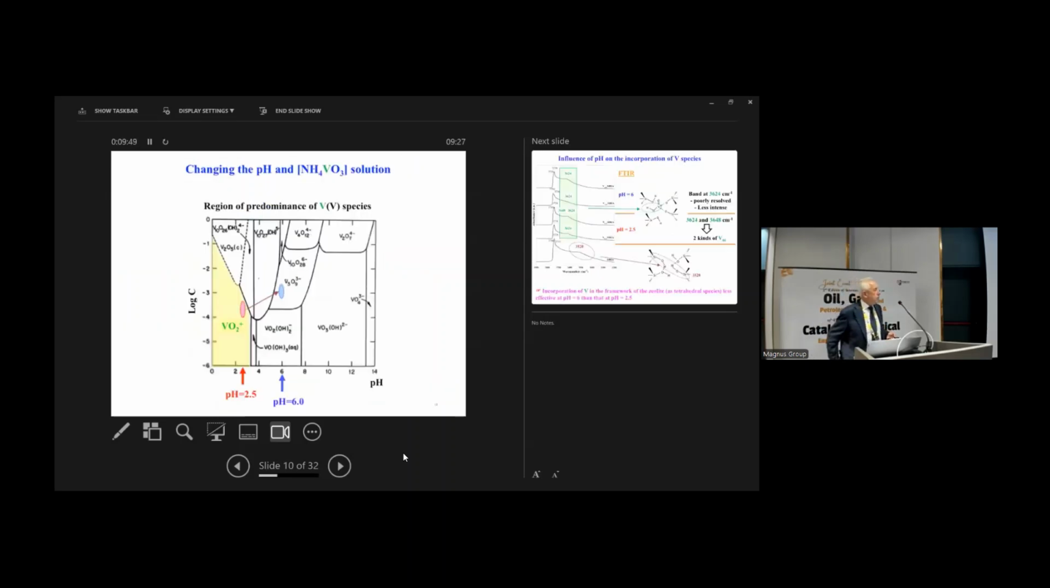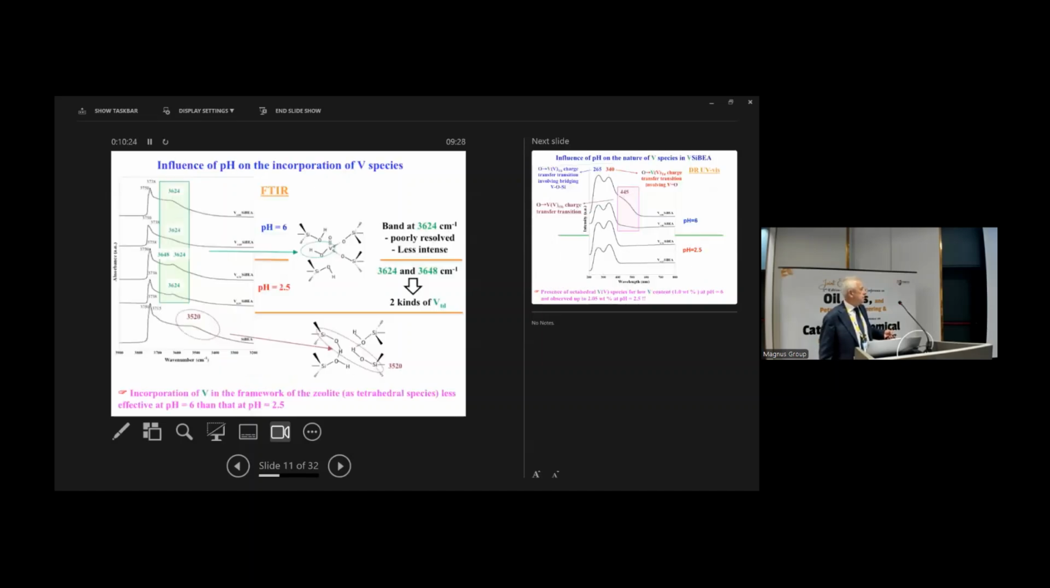Now, what happened when we change the pH and concentration of the precursor? What happened in this condition? We can see that when we change pH from 2.5 to 6, in the solution we can observe not only mononuclear vanadium species, but also polynuclear vanadium species. So in this situation, it will be more complicated to incorporate all vanadium in the framework position.